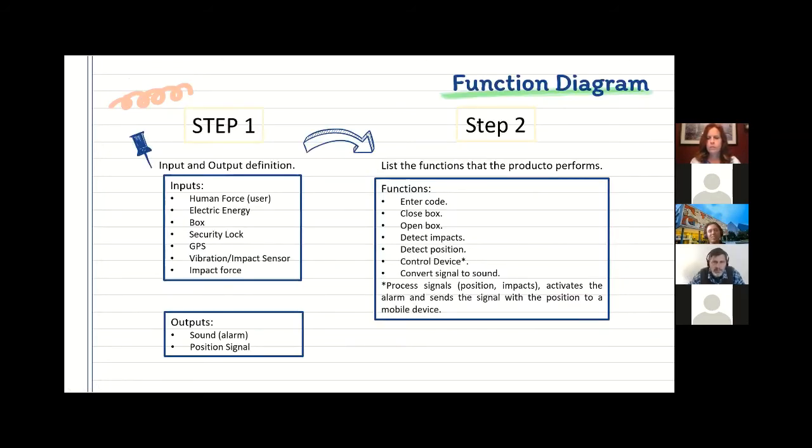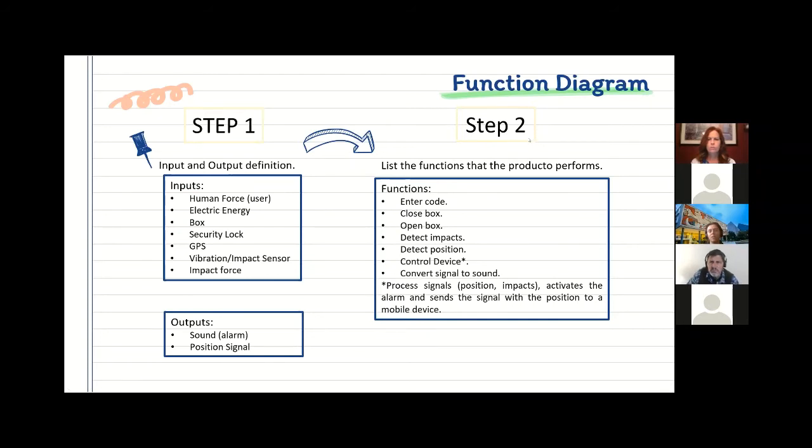So following with this tool, we have that the first step to do is define our input and outputs. So following the example that we have of the safety box, we have that our inputs of the system will be human force, electric energy, a box, security lock, GPS, vibration or impact sensor, and the impact force. Then we have in our outputs sound that it will be our alarm and position signal.